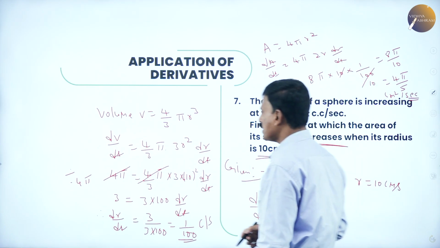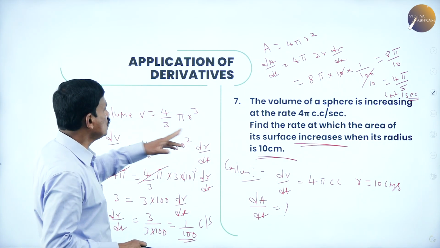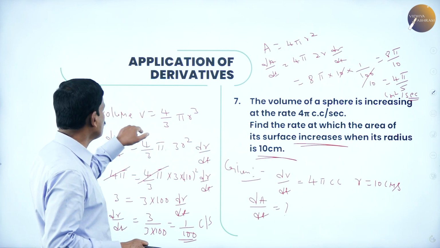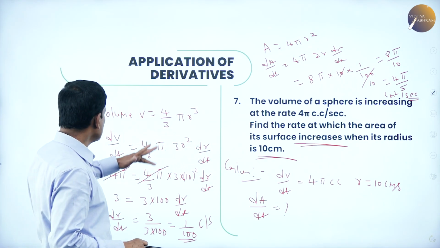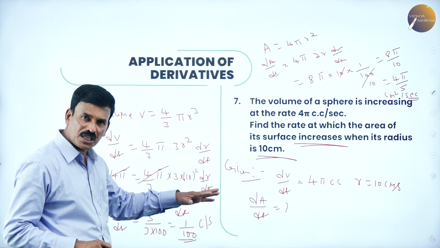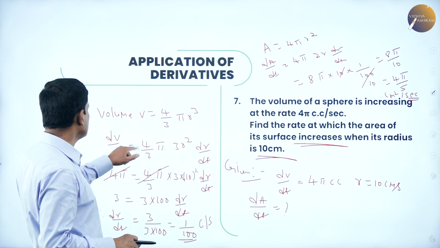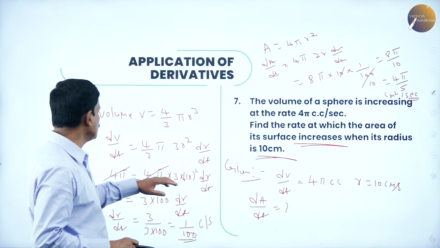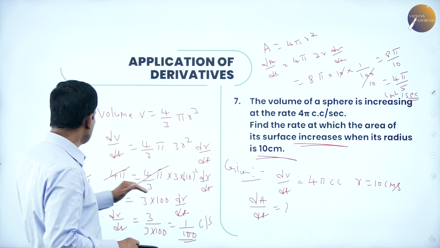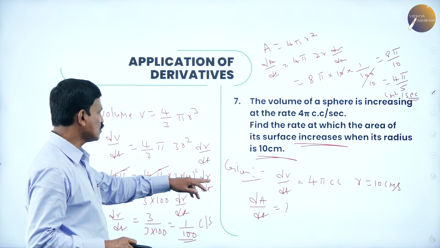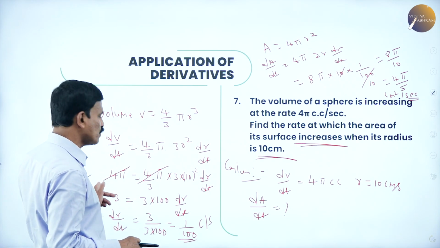That's it. See here, very simple problem. Volume of a sphere is 4 by 3 pi r cube. Differentiate with respect to t. Find out dr by dt. So dv by dt is 4 by 3 pi 3r square dr by dt. Since dv by dt is given, 4 pi equals 4 by 3 pi, 3 into r is equal to 10 square into dr by dt, divide by 4 pi.